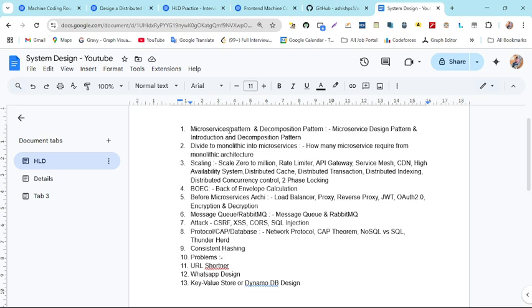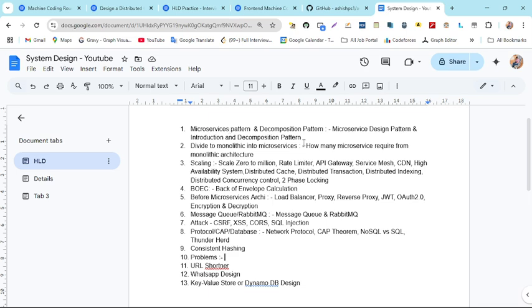Then we will discuss how we can break the monolithic architecture into the microservices architecture, and the different patterns to decompose the monolithic architecture into the microservices architecture.